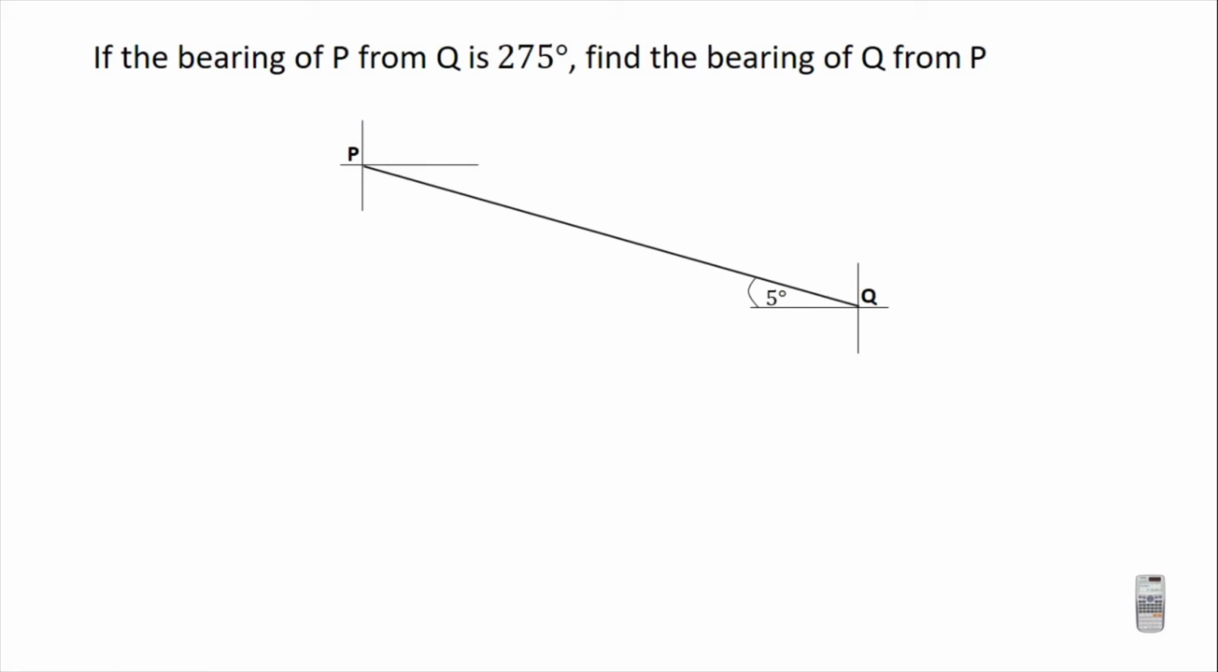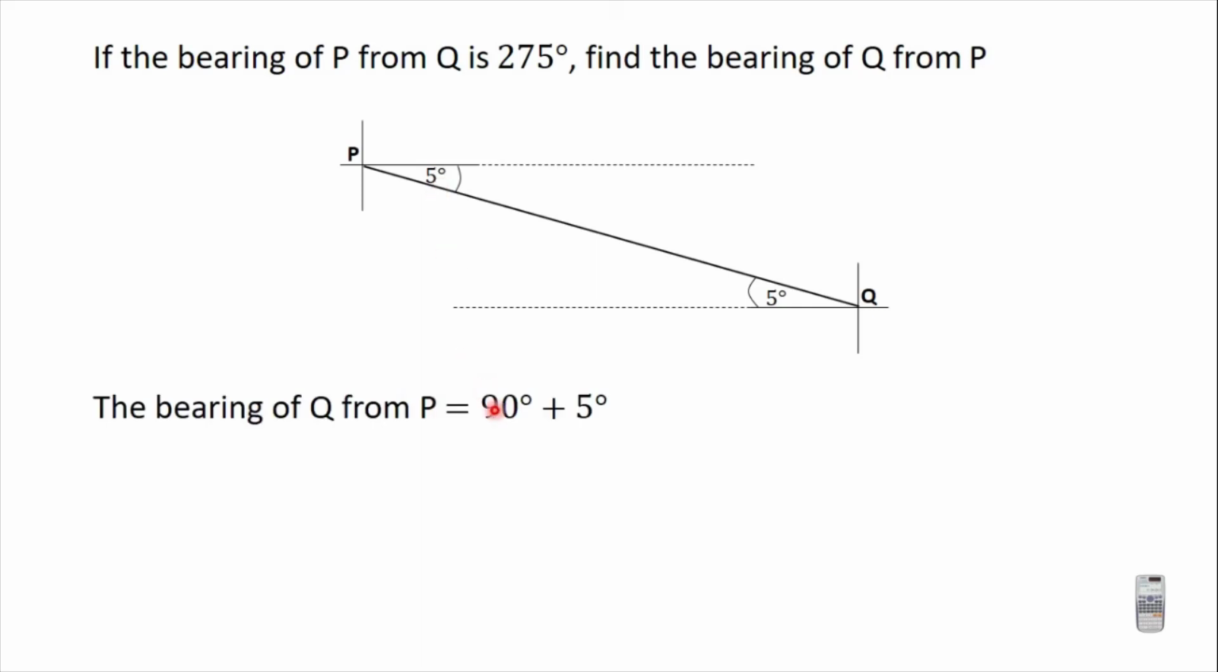We know from plane geometry that if we extend this line here and we extend this line here, these two lines will be parallel lines. This line and this line are parallel lines. So if here is 5 degrees, it will be alternating with this angle here, which is also 5 degrees, because alternating angles are equal. So in order to find the back bearing, it's going to be from this line here straight onto this line, which is 90 degrees plus 5 degrees. So it's going to give us 95 degrees as the back bearing.